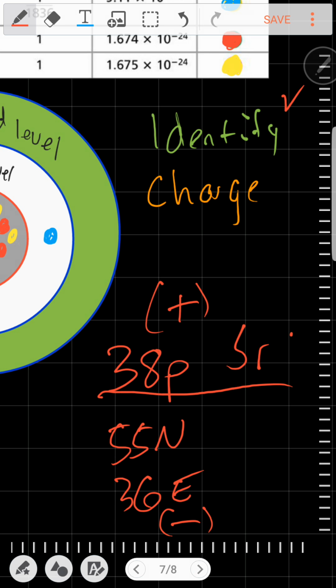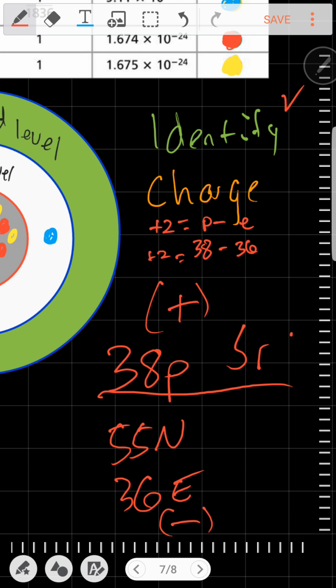Do I have more positives or do I have more negatives? I have more positives. So by how much more? I have 2 more positives. So that means my overall charge is going to be positive 2. Another way to look at this is, charge is going to equal my protons minus the number of electrons. So that's going to be 38 minus 36, which is going to equal plus 2. Okay? And you can reverse that.